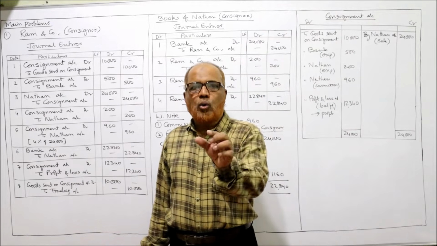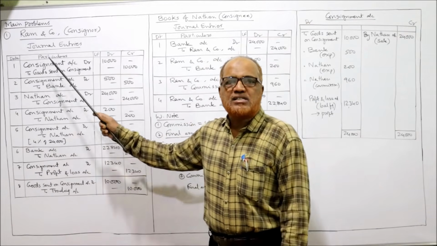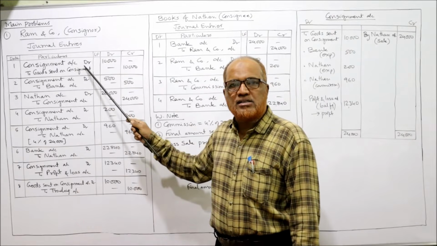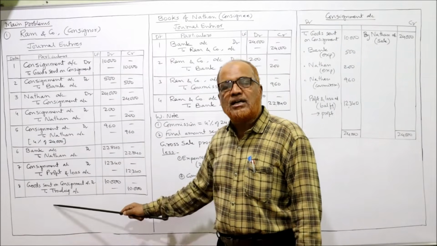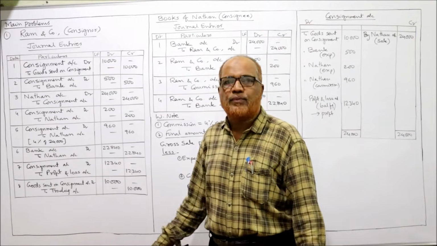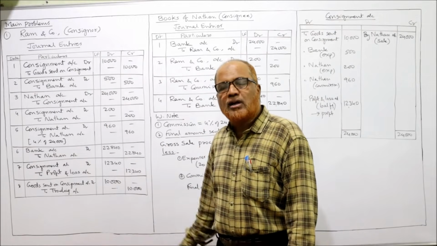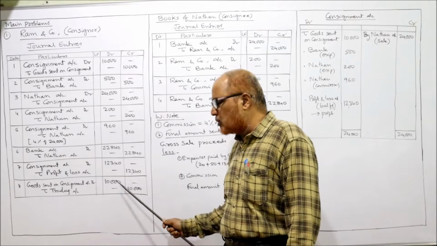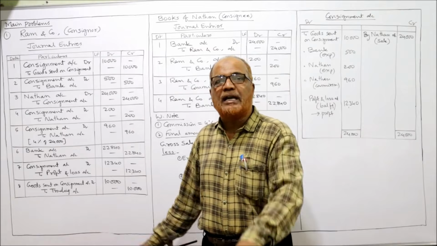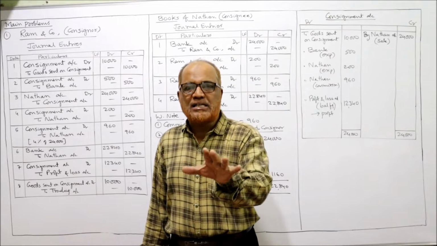Last entry, the goods sent on consignment should always be transferred to trading account. In the first entry, goods sent on consignment account is credited. Now in the last entry, we debit goods sent on consignment and close the account. First entry credited, last entry debited. Goods sent on consignment account debit to trading account 10,000. Being the goods sent on consignment transferred to trading account. That's all. In this problem, it is asking you to pass the journal entries.